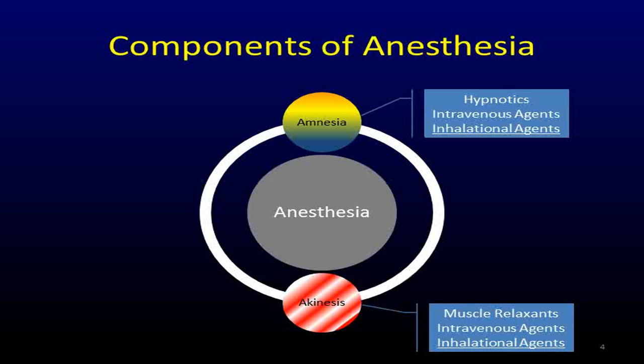And you're probably like, how in the world did they figure that out? Well, a guy named Dr. Rampil, R-A-M-P-I-L, did some studies on sheep where he separated the circulations. Somehow figured out that amnesia is regulated in the cerebral cortex and akinesis is regulated at the spinal cord.